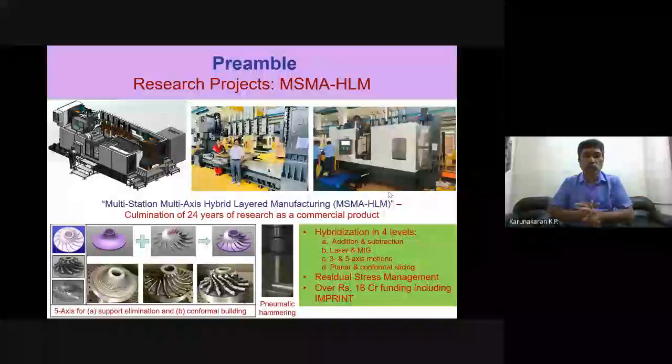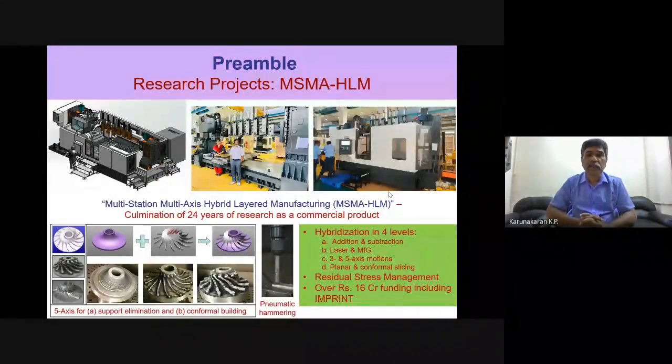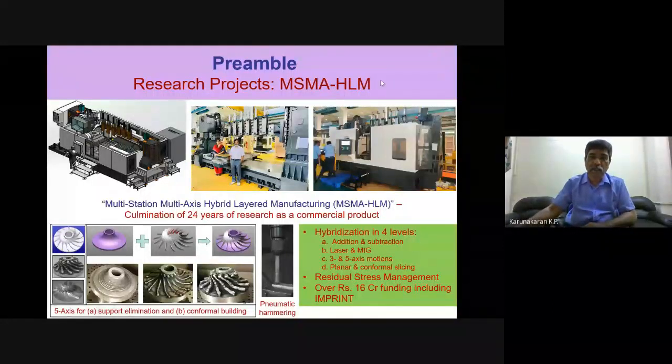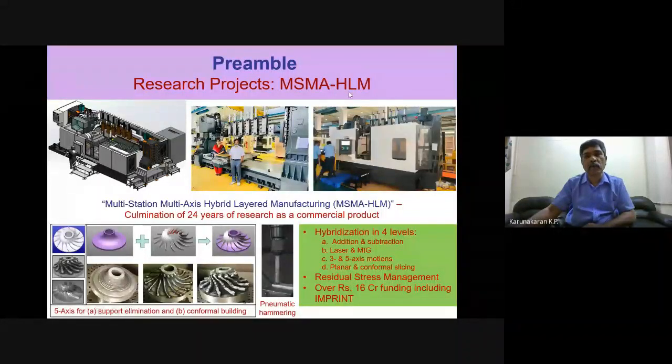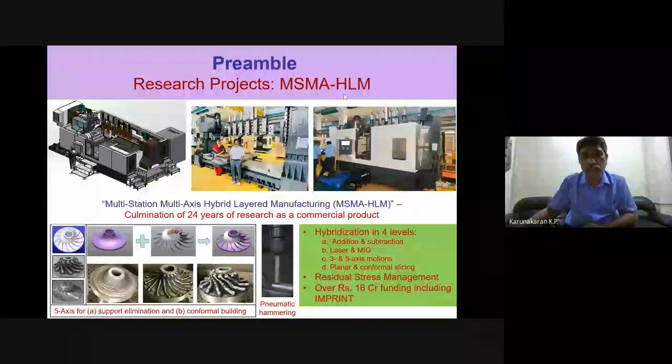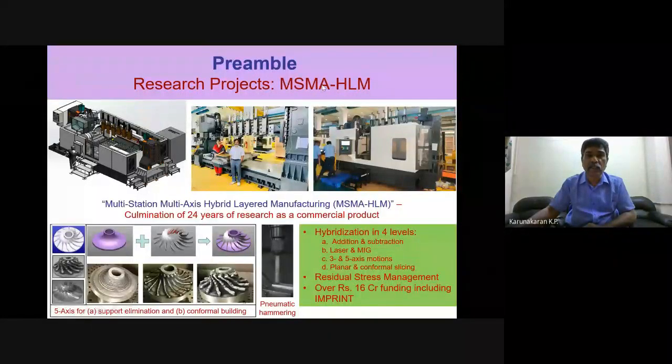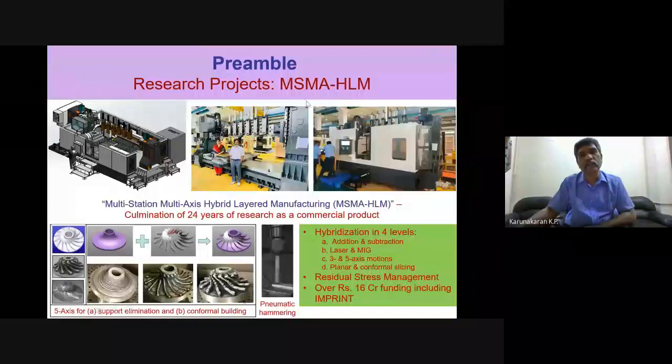Okay, now I switch over to our other projects which are related to additive manufacturing. We no longer want to call it additive manufacturing. We call it hybrid manufacturing. In fact, we called it right from the beginning HLM. HLM stands for hybrid layered manufacturing. I've added a prefix here, MSMA. I've added one more prefix very recently. I'll show it after 2-3 slides. MSMA stands for multi-station, multi-axis hybrid layered manufacturing system.